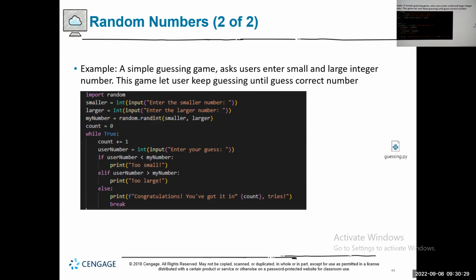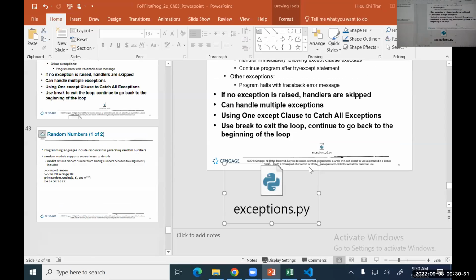And now do the loop. Each time, if the user's guessing number is less than the random number, you print out too small. If greater than, you print out too large, and otherwise you print out congratulations. You get this correctly. So think about this program here.